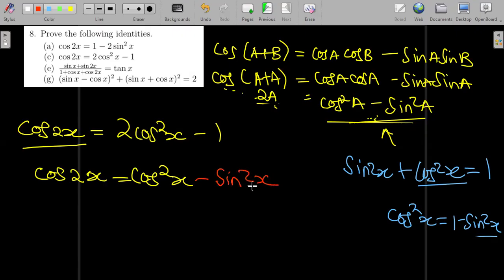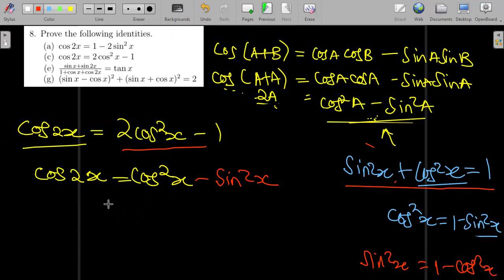squared x. We see now that in our identity we have a cos, so we have to eliminate the sine. You come back to the mother identity under trigonometry and make this the subject. It will be sine squared x is equal to 1 minus cos squared x. So here we're going to say cos 2x is cos squared x minus, and then in the brackets, we put 1 minus cos squared x.